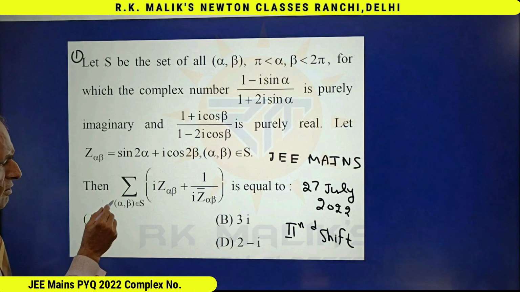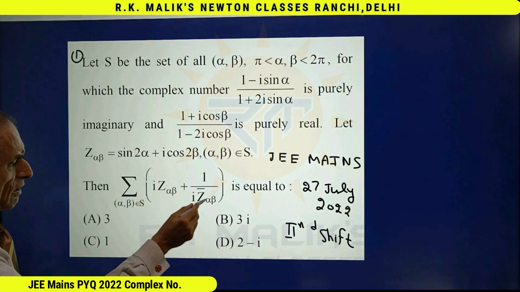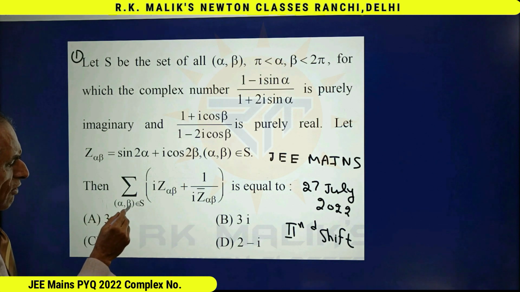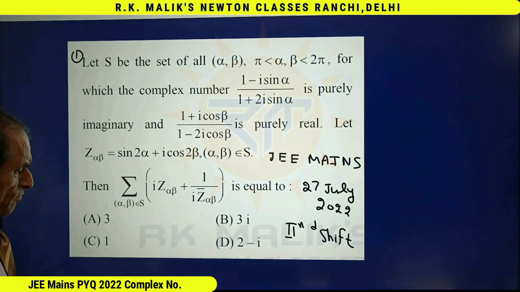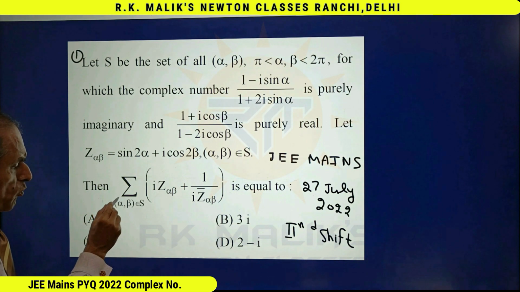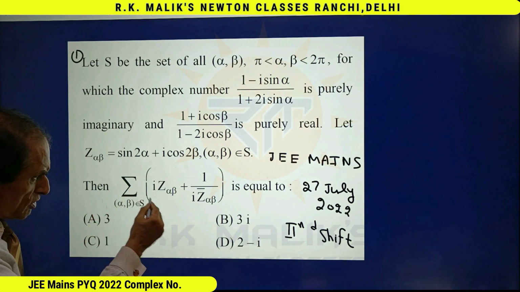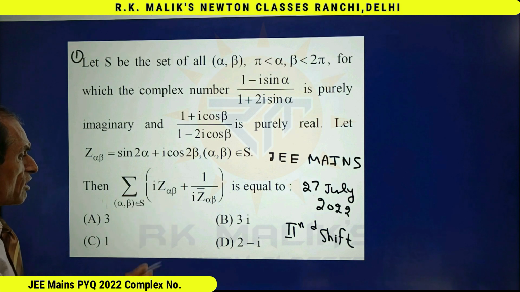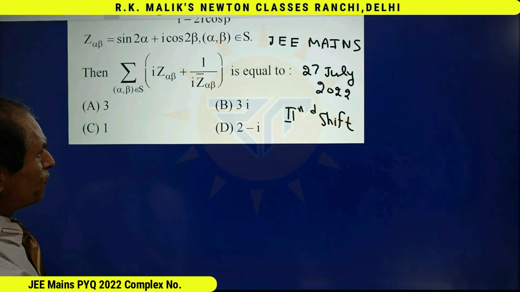You have to find the sum of I z alpha beta plus 1 upon I z bar alpha beta, where alpha and beta both belong to the set S. Note that here you have to take all possible values of alpha and beta and use them here and finally add those values. First of all, let us find the value of alpha and beta.